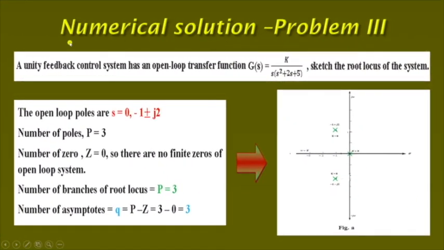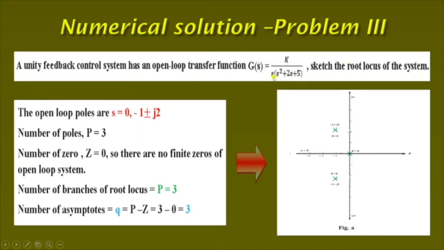Then I will discuss the third numerical problem. A unity feedback control system has an open loop transfer function given by G(s) equal to k divided by s into (s square plus 2s plus 5). Sketch the root locus of the system.